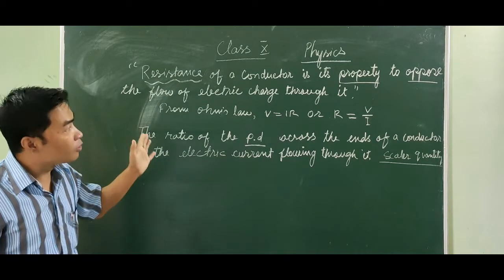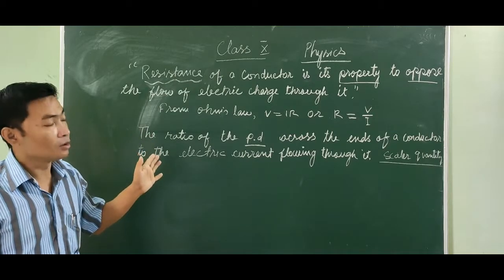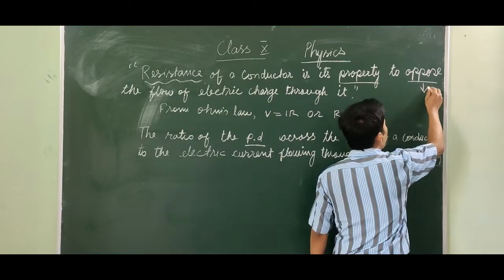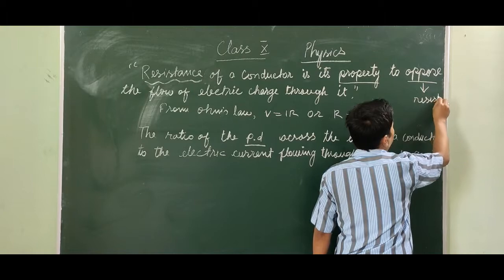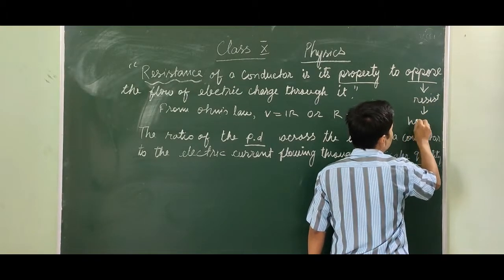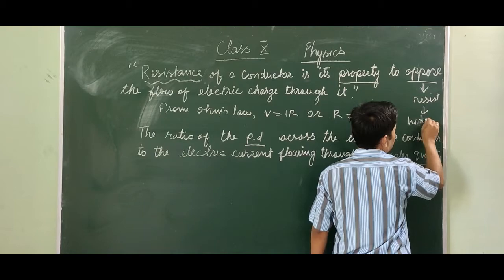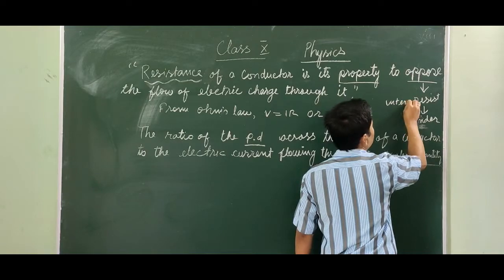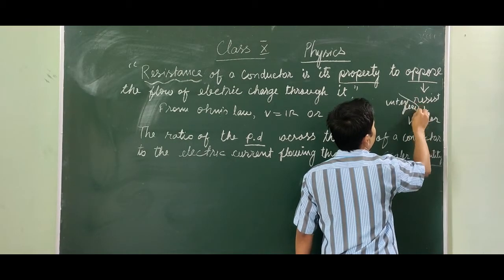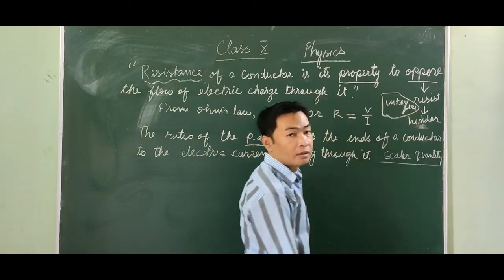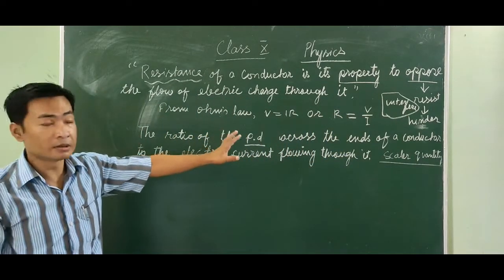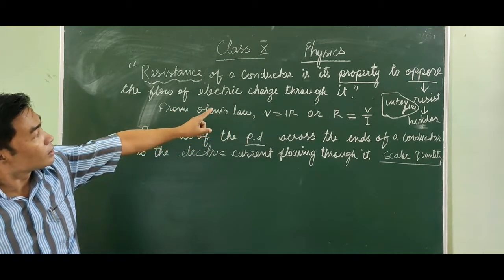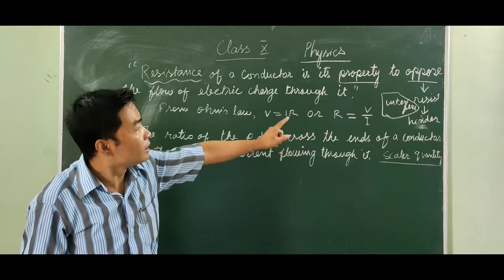Resist or oppose, there are different words but they have the same meaning. Oppose, you can say resist, or you can say hinder, or you can say interfere. So many words are there, okay? So whichever word is easy for you to understand. So resistance of a conductor is the property to oppose, resist, interfere or hinder.